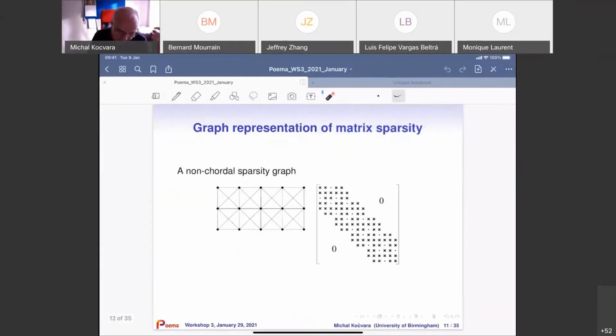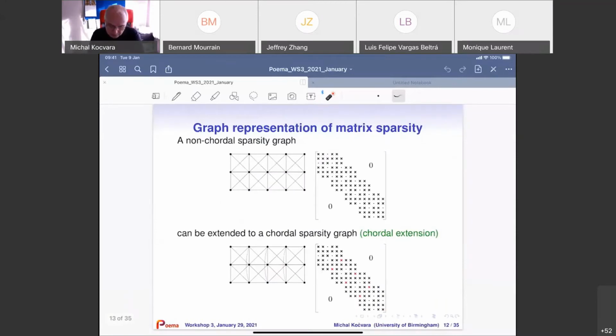Now, an example of a sparse matrix which has a non-chordal sparsity graph is in here. And okay, we don't see much from that matrix, but we can see a lot from the graph. It's a nice kind of regular graph. It is not a chordal graph. Why is that? We can find a cycle of length 4, which does not have any chord. And here is that cycle. 1, 2, 3, 4. So it's a cycle of length 4, and there is no chord. So we would need a chord like that or like that.